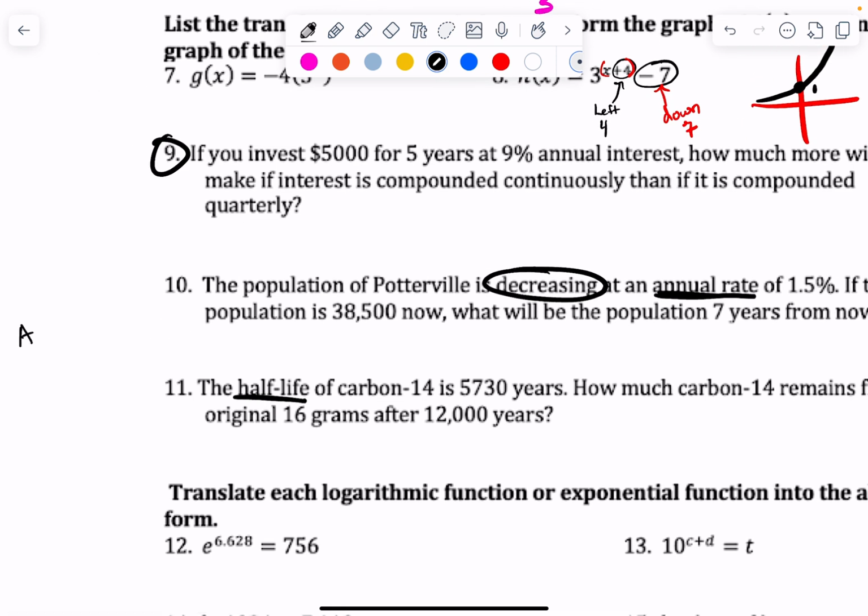Yesterday we wrote down annual interest rate as P times 1 plus R to the T power. Okay, because it's decreasing, you'll switch this plus to a minus sign.